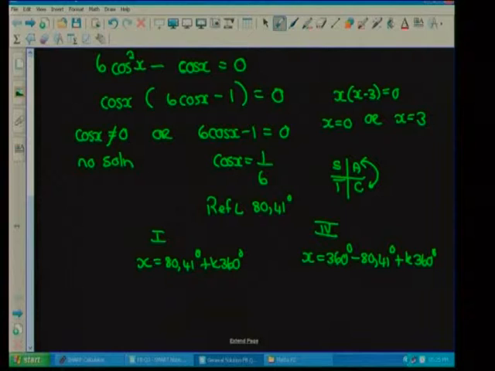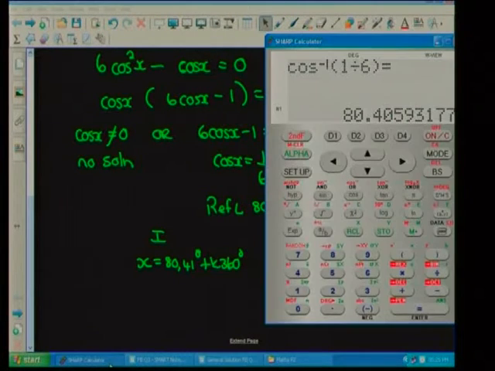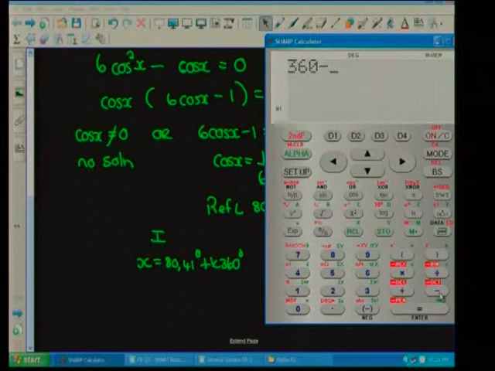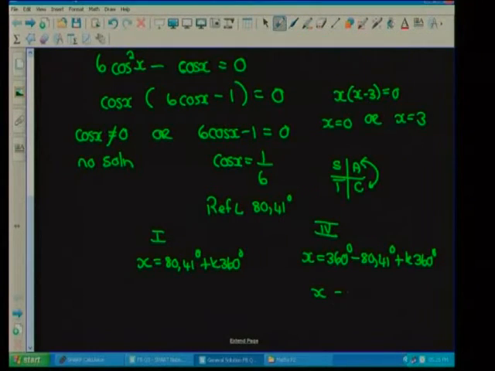Okay, this one's finished. This one we still have to do. We pull up our calculator again, and we would go 360 minus the answer, and we would get 279,59. So 279,59 plus k 360. Now that's the reference angle way.